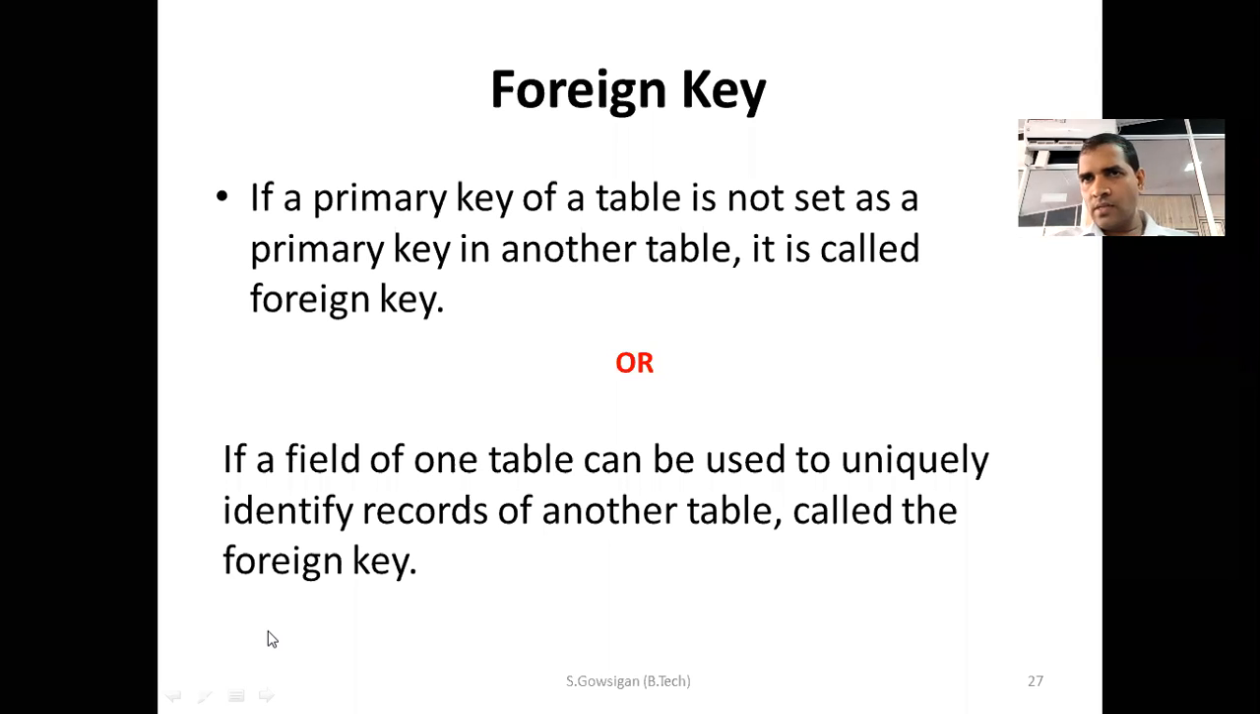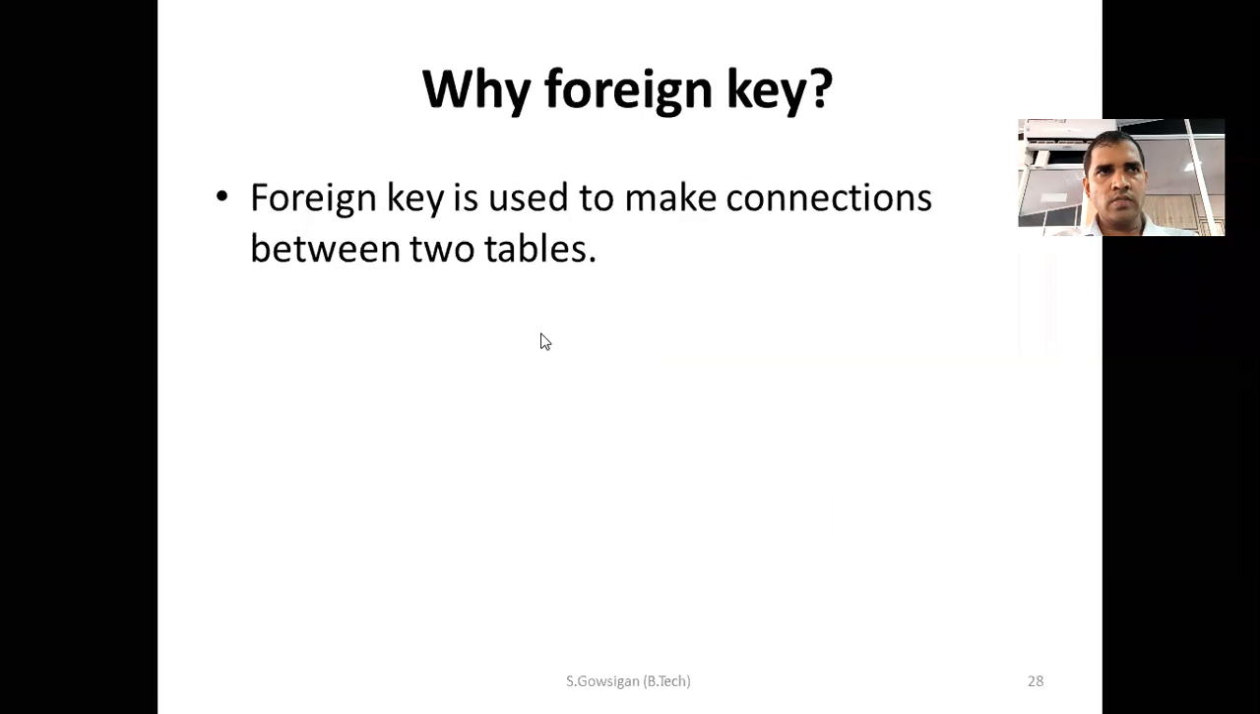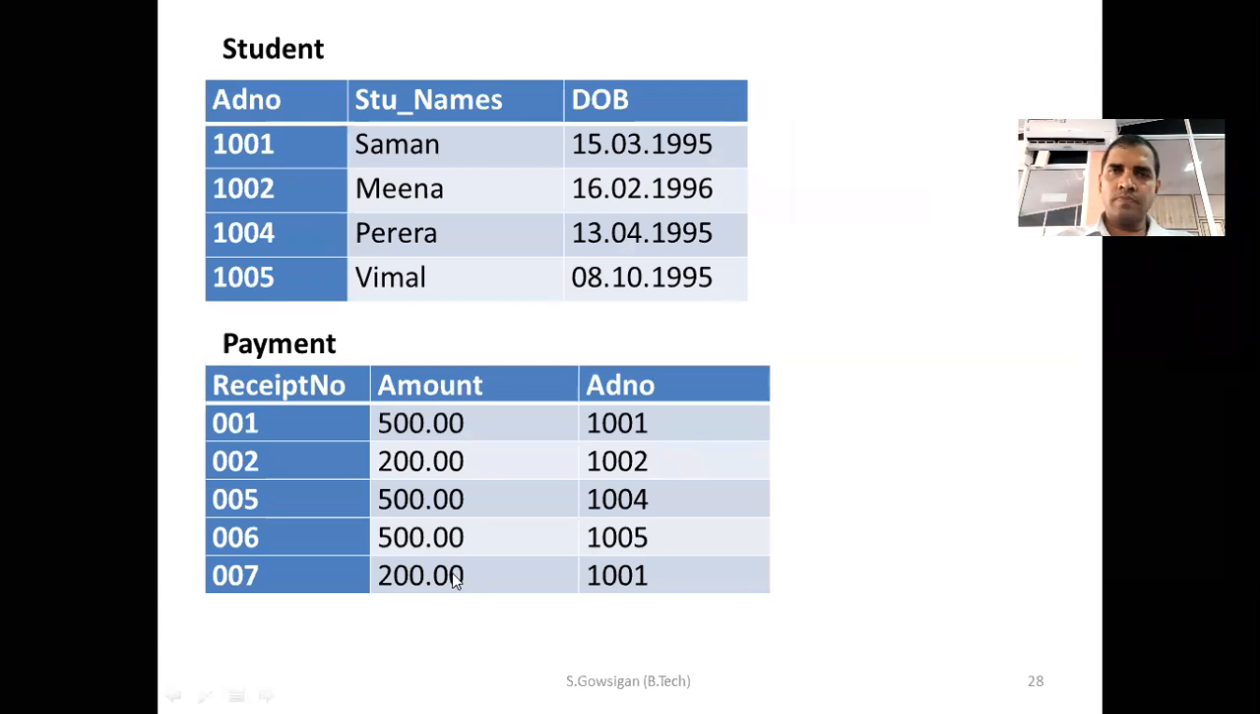Let's understand this definition with the help of an example, then only you can understand, right? So look at this table. There are two tables displayed. The first table is the student table and the second table is the payment table. So now before I explain the foreign key, I need to find out the primary keys of both tables. Okay, so let's take them.